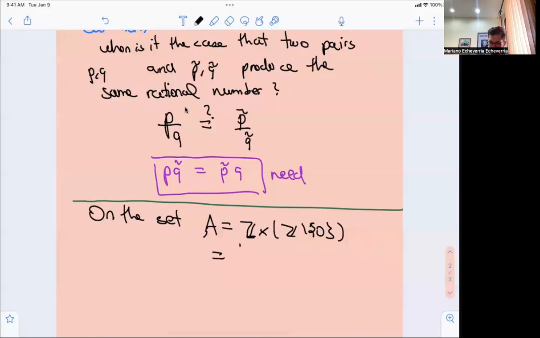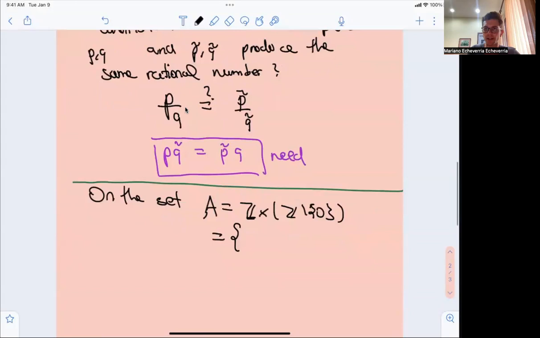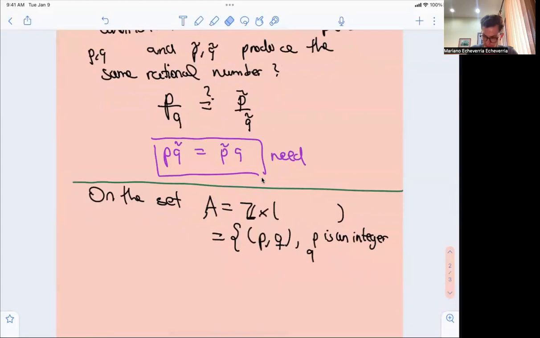I don't know if you remember what the notation was for a Cartesian product. It's pairs P comma Q, where P is an integer and Q is a non-zero integer, right? This is what this second notation means. Let me again write this more nicely.